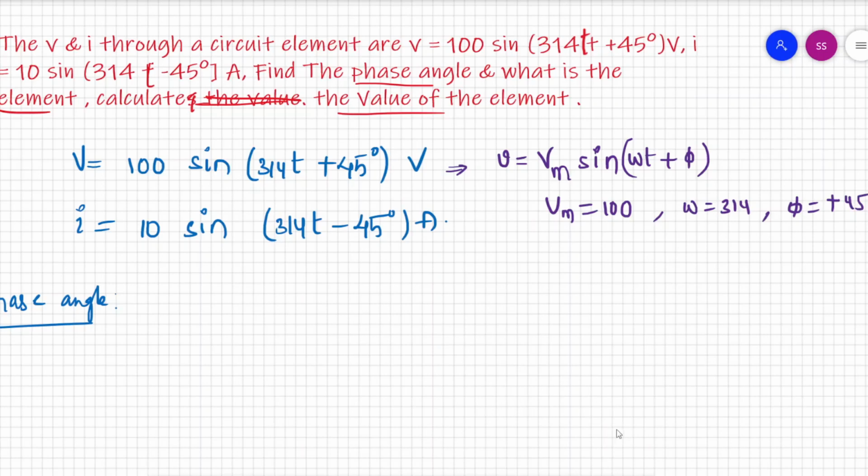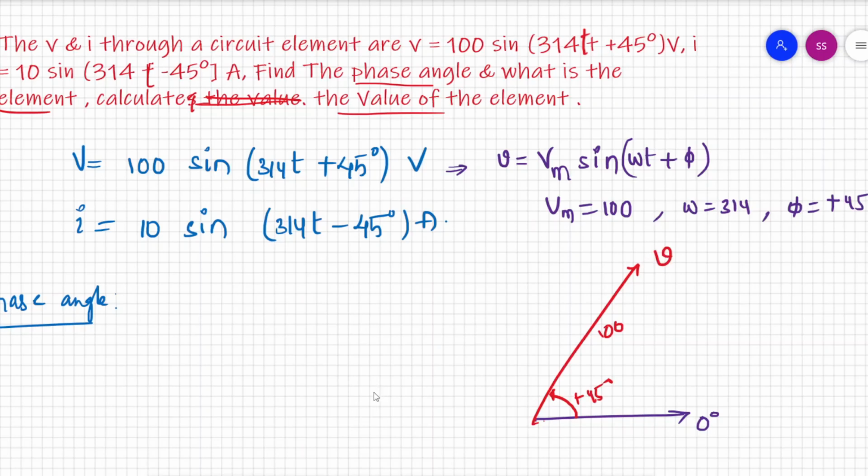Now I am drawing the phasor here. This is our reference phasor. Let us consider this as the reference phasor. Now I am drawing the voltage phasor. The voltage phasor has a magnitude of 100 and an angle of plus 45 degrees from the reference phasor. Plus 45 will be in the anti-clockwise direction. This is plus 45 from the reference, and the magnitude is 100. This is the voltage phasor.